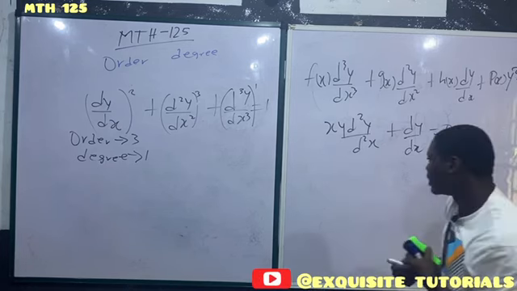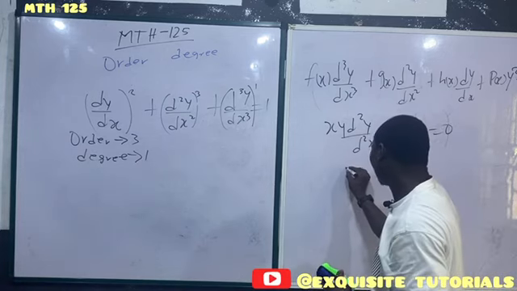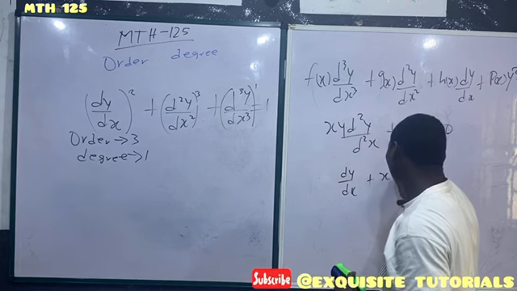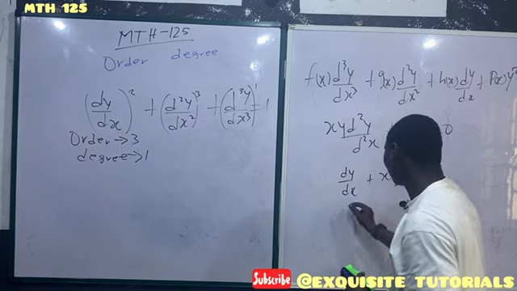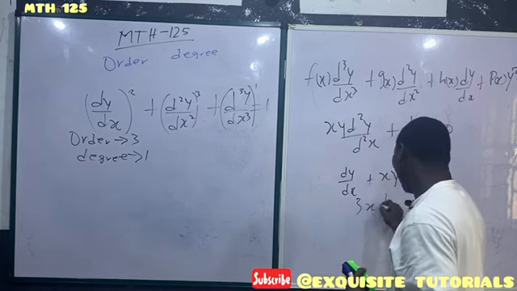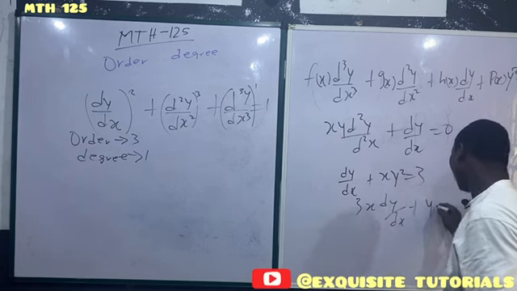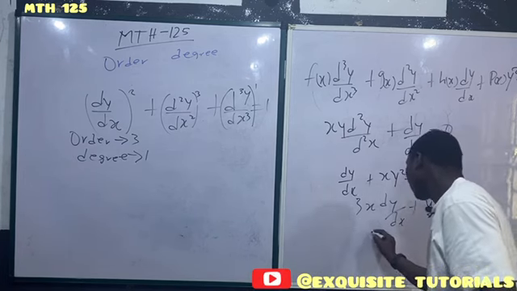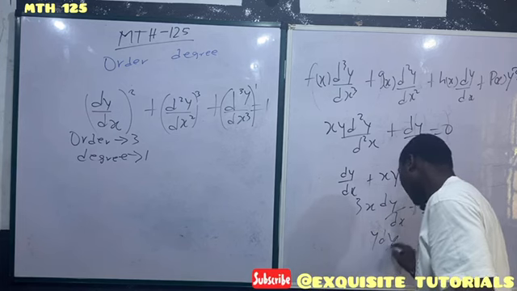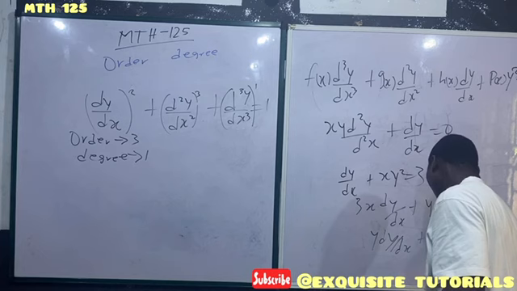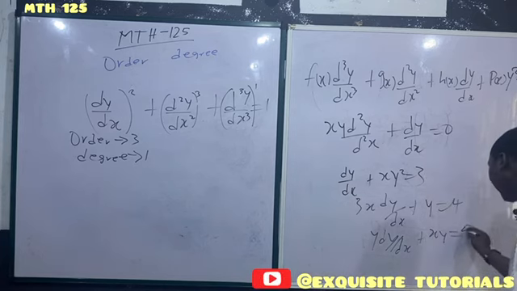So let me drop 3 examples. dy over dx plus xy squared equals 3x. dy over dx plus y equals 4. y dy over dx plus xy equals 5. And a good example to explain this is this.